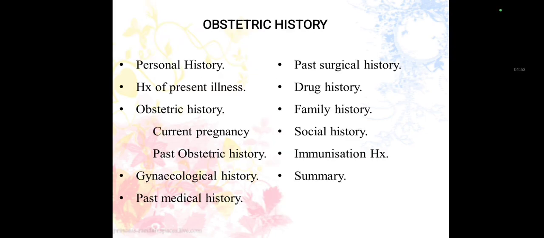In obstetric history, this is the general form of any medical history taking. It starts with personal history, history of present illness, obstetric history in the form of current pregnancy and past obstetric history, then gyne history, past medical history, past surgical history, drug history, family, social, and immunization history. And in the last, we'll present this information in a summary.